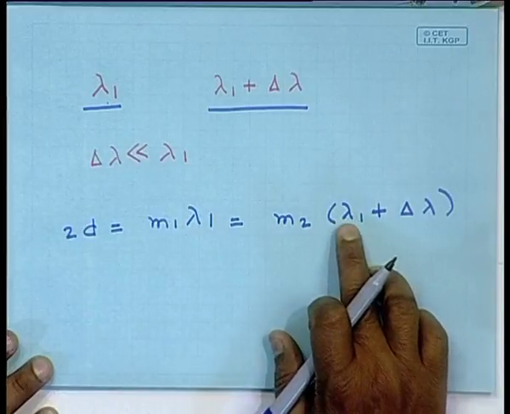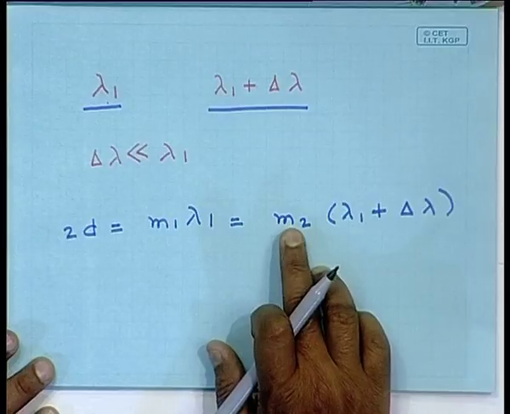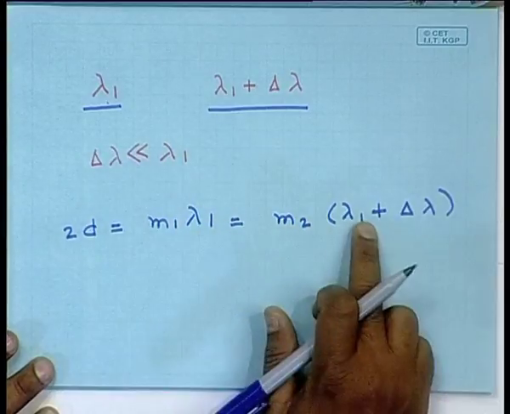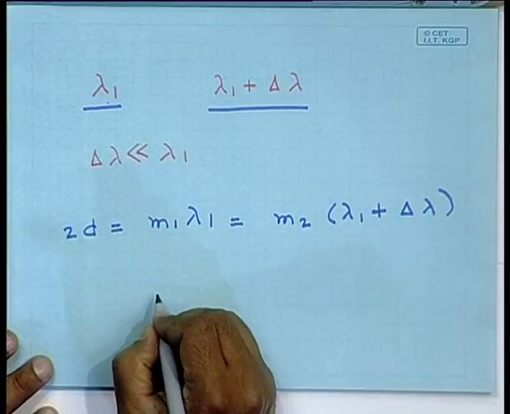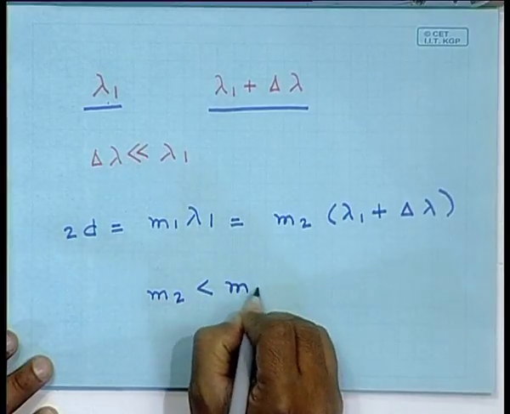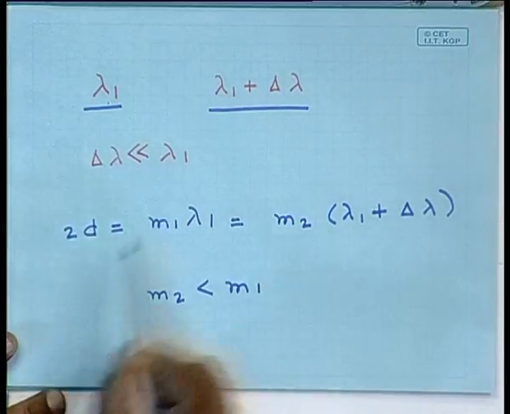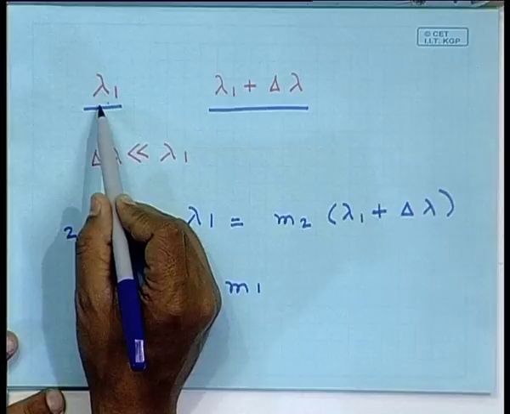So, since this wavelength is larger, the order of this fringe has to be smaller, because the product of this and this is the same. So, from here we can also see that if this condition is satisfied, m2 should be less than m1. So, both these wavelengths have a dark spot at the center, this is of a lower order, this is of a higher order.